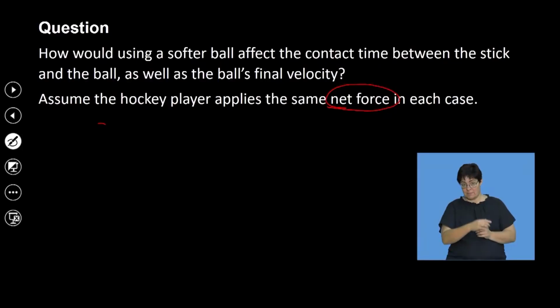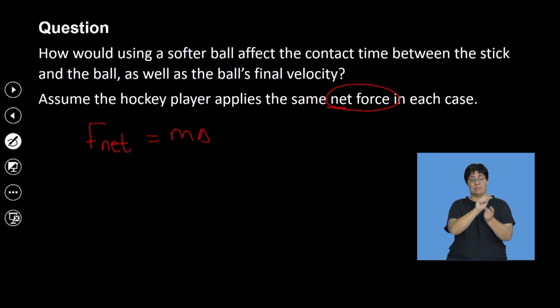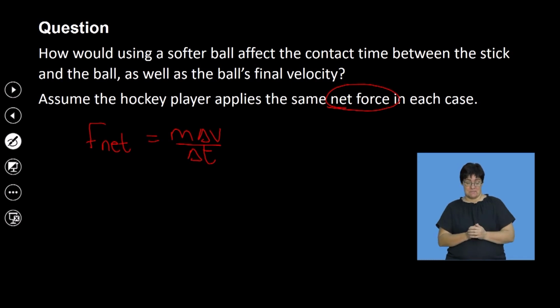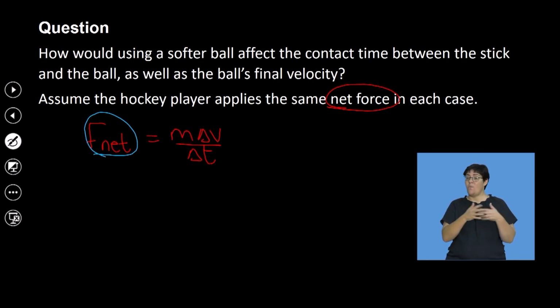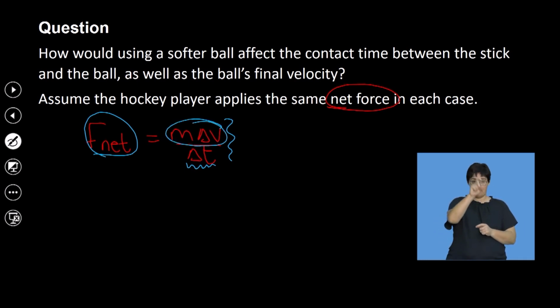Well, remember, F net is m, change in velocity, over change in time. I've said to you, that is a constant, okay? So whatever I do to the values here, I need to get the same answer, F net. If I make the number at the bottom bigger, one of these has to get bigger as well, but the mass is constant.